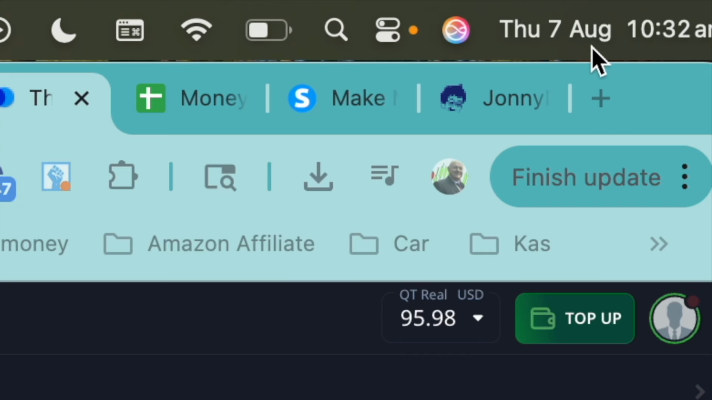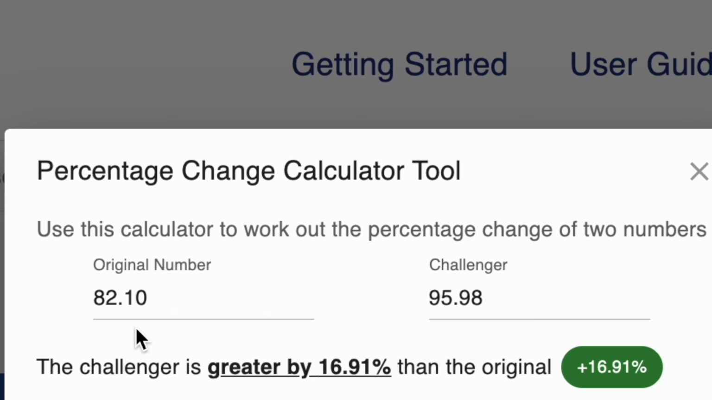So let's look at the time now. So 7th of August at 10:32. And I've now got a balance of 95.98. And if we take that to my percentage calculator, if you remember, I started the session today with 82.10. And this is day 1 of my trading. And I've got 95.98. For that trading session, I've got just under 17% ROI.